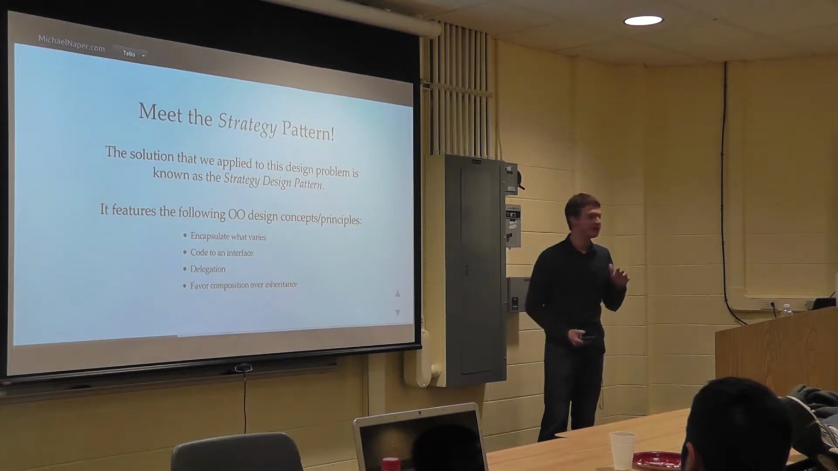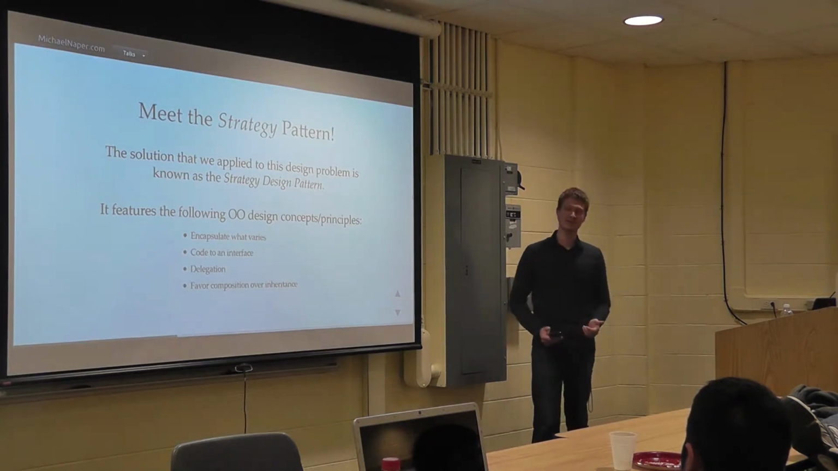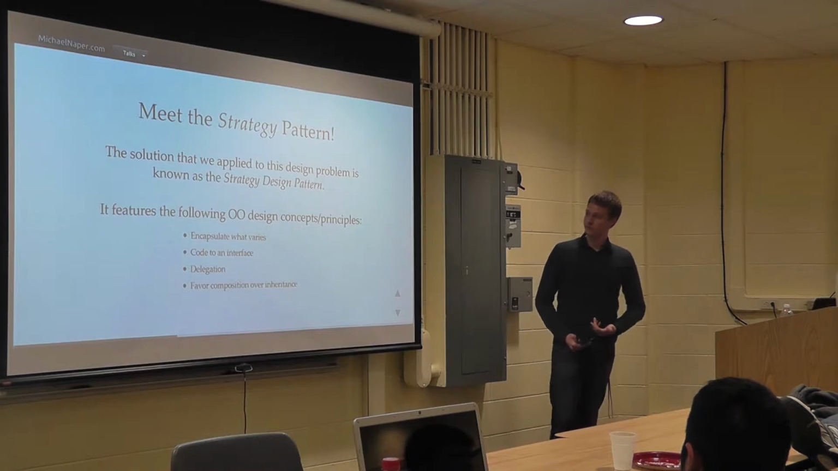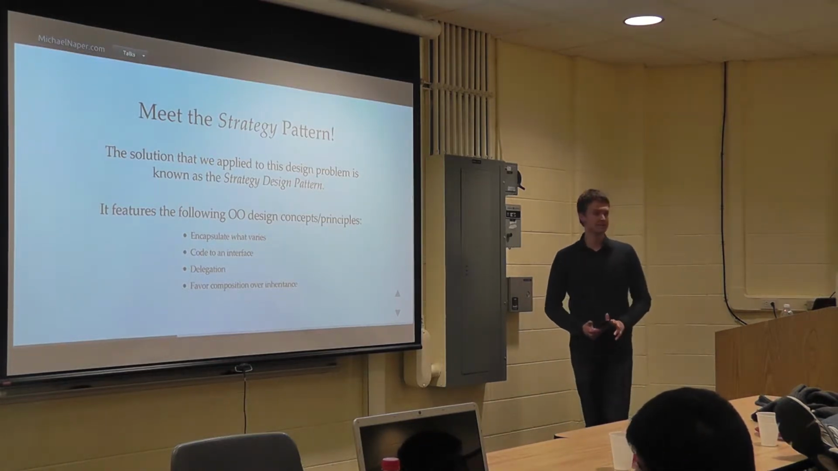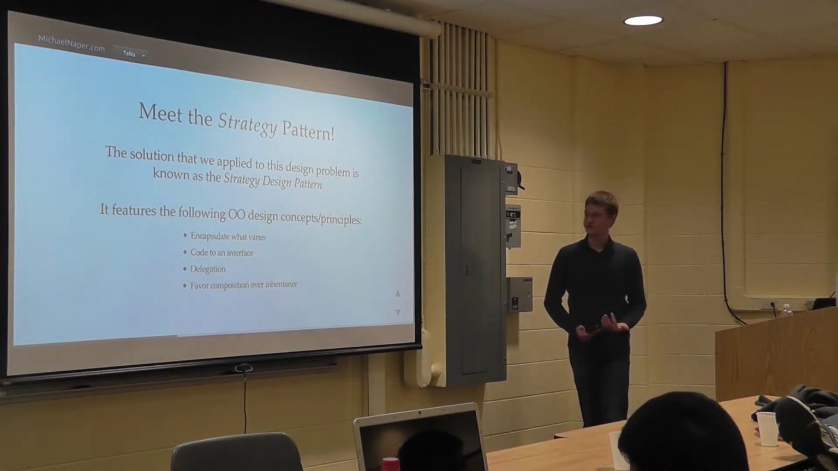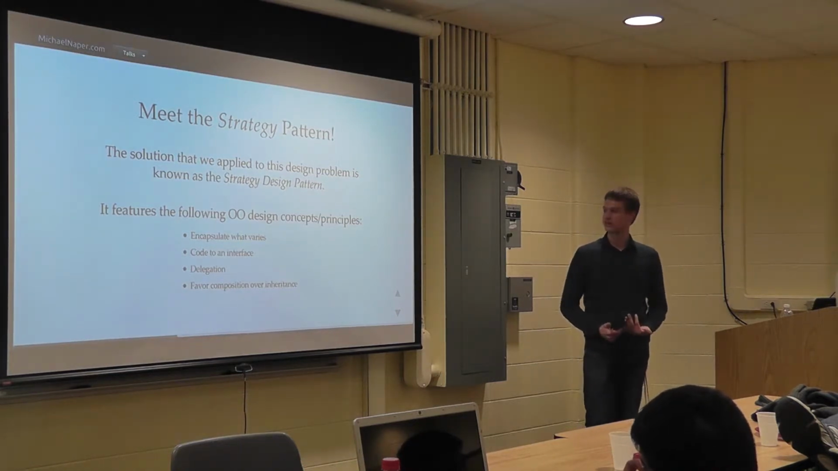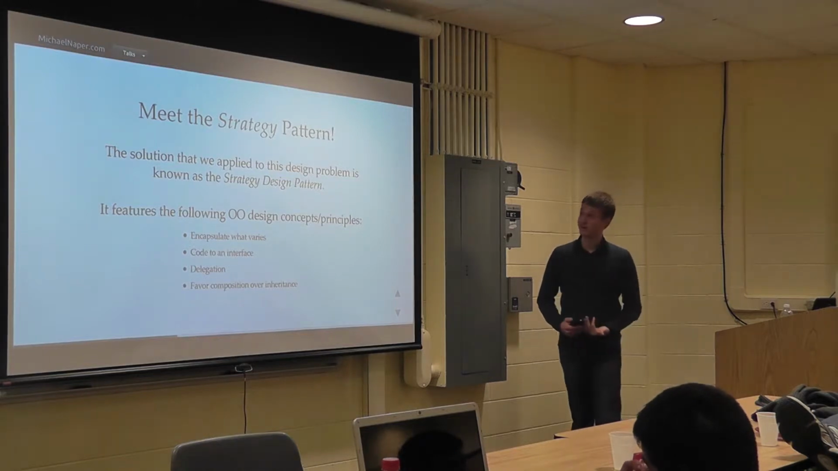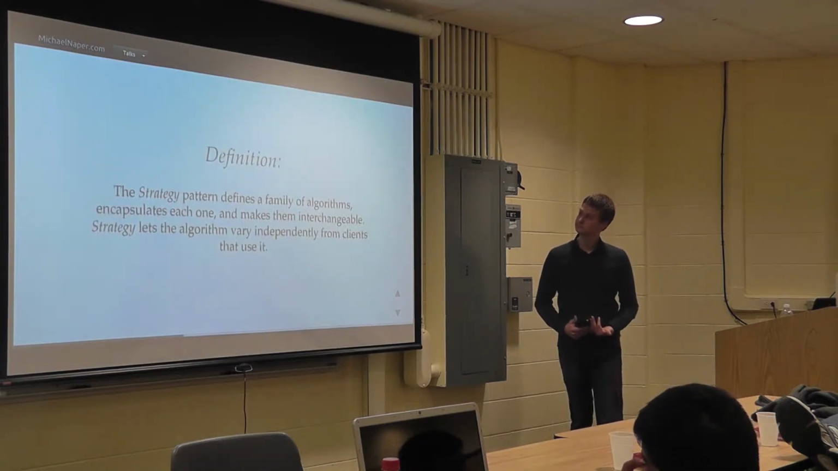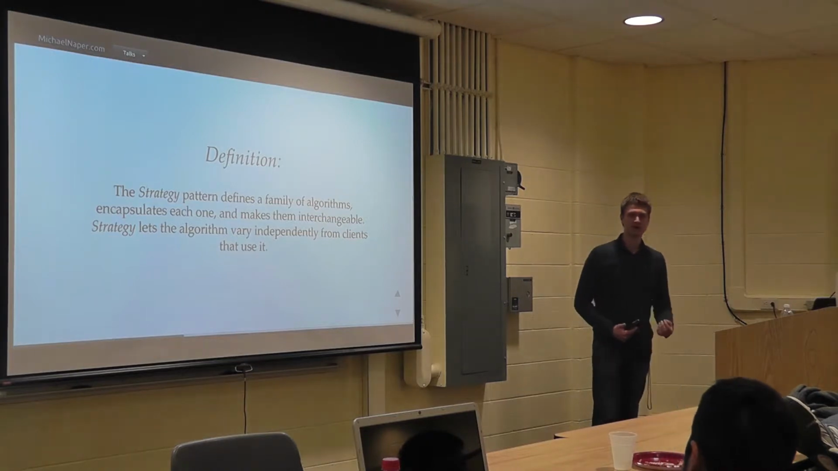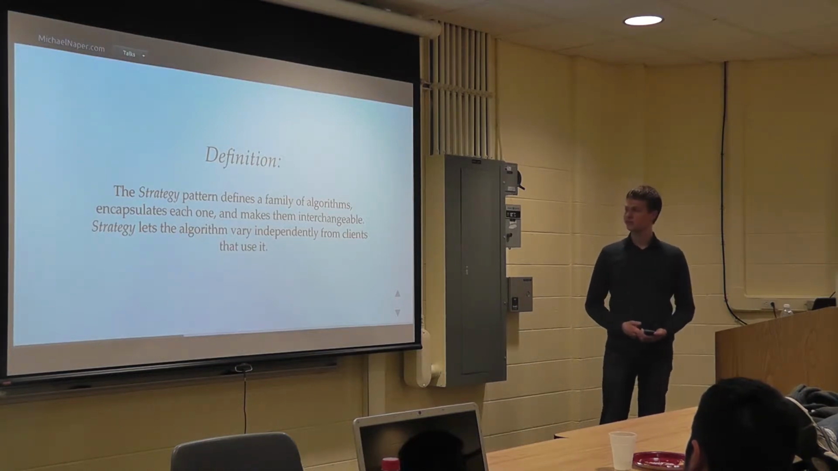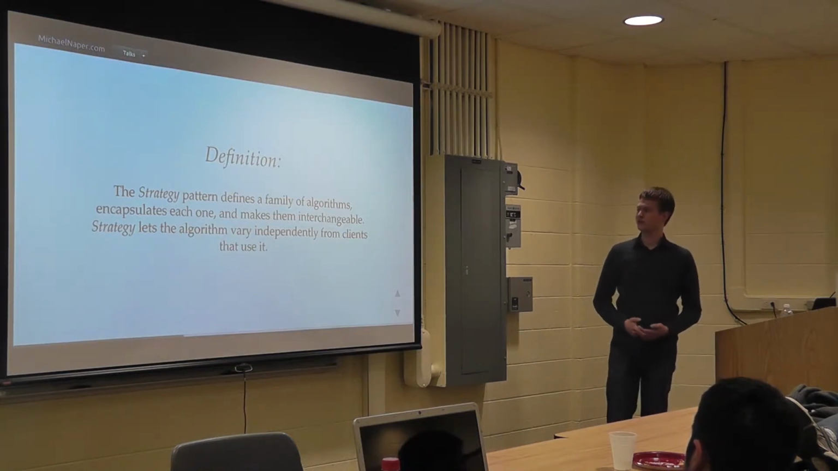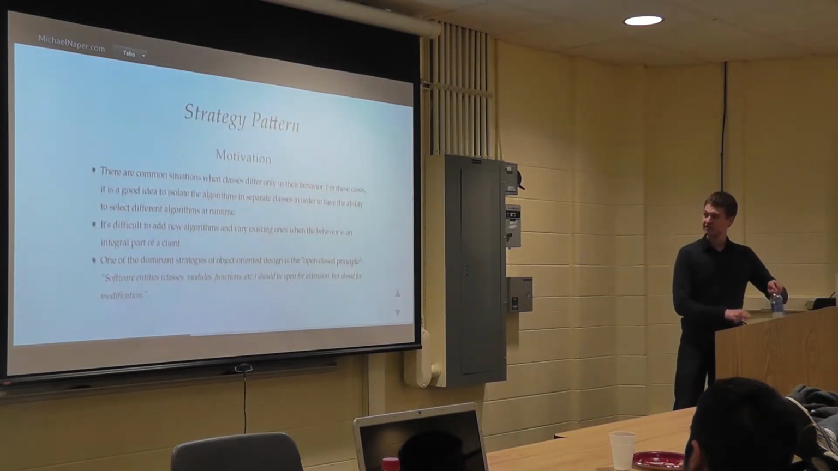So I'd like you guys to meet the strategy pattern. That's basically what we just did here. We applied the strategy pattern. And it features these OO design concepts and principles: encapsulate what varies, code to an interface, delegation, and favor composition over inheritance. So just a little definition to give you concrete words for what the strategy pattern is. Strategy pattern defines a family of algorithms, encapsulates each one, and makes them interchangeable. Strategy lets the algorithm vary independently from the clients that use it.